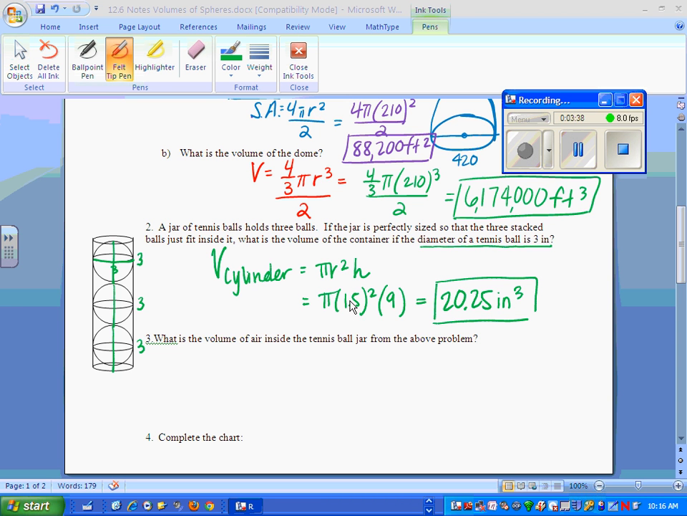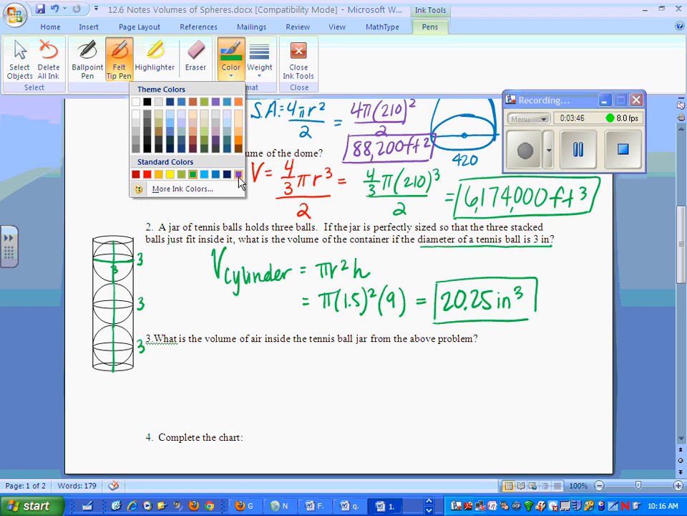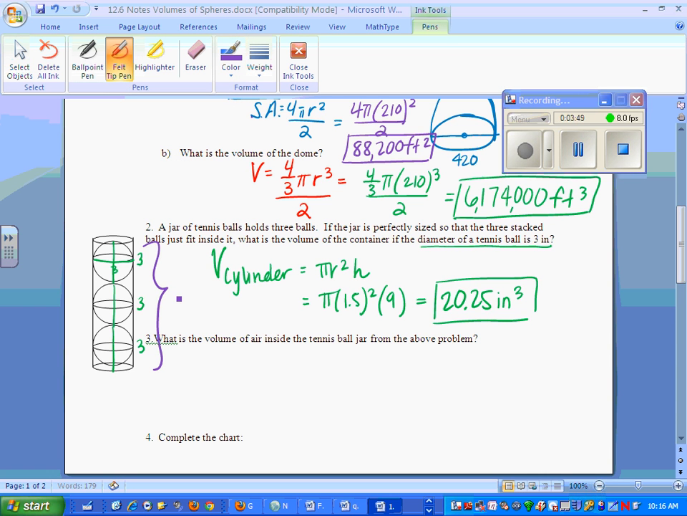So I'm plugging in 1.5 because that's my radius, half of 3. My height is 9, 3 plus 3 plus 3. And multiply that out, you get 20.25 inches squared. Cubed, I'm sorry. Now the volume of the air inside the container from the above problem. For the volume of the air, I'm going to take the volume of the cylinder and subtract 3 volumes of the spheres because there's 3 inside.